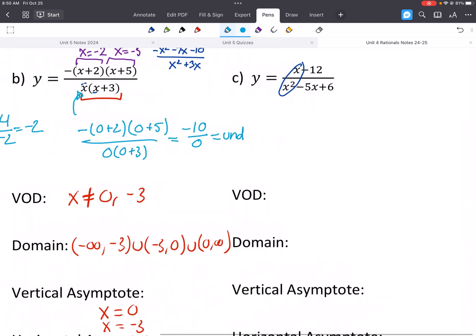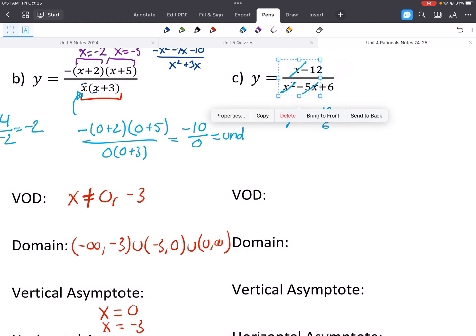So this one, why don't we do the y-intercept first? Okay, so again, when we plug in 0, the x's will be all gone, and we just end up getting y equals negative 12 over 6, or negative 2. So that's really easy if it's in standard form. I guess we could have done it with these other ones.